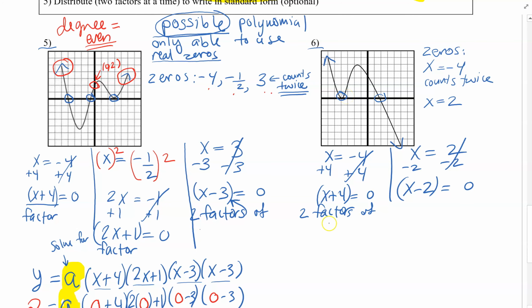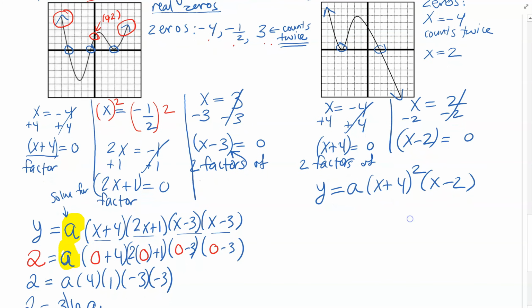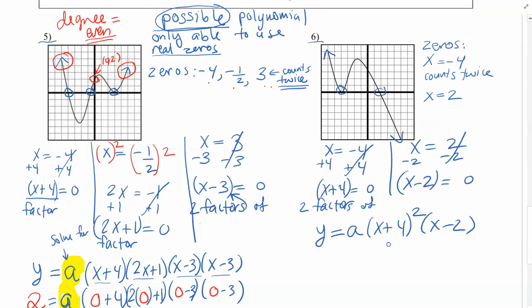Okay, so then I start by writing my equation. I put a in front, and then I count my factor of x plus 4 twice, because it bounced off the x-axis, and then I have a single factor of x minus 2. Then I'm going to use the y-intercept to solve for a. The y-intercept is right here, 1, 2, 3. It's at (0, 3).